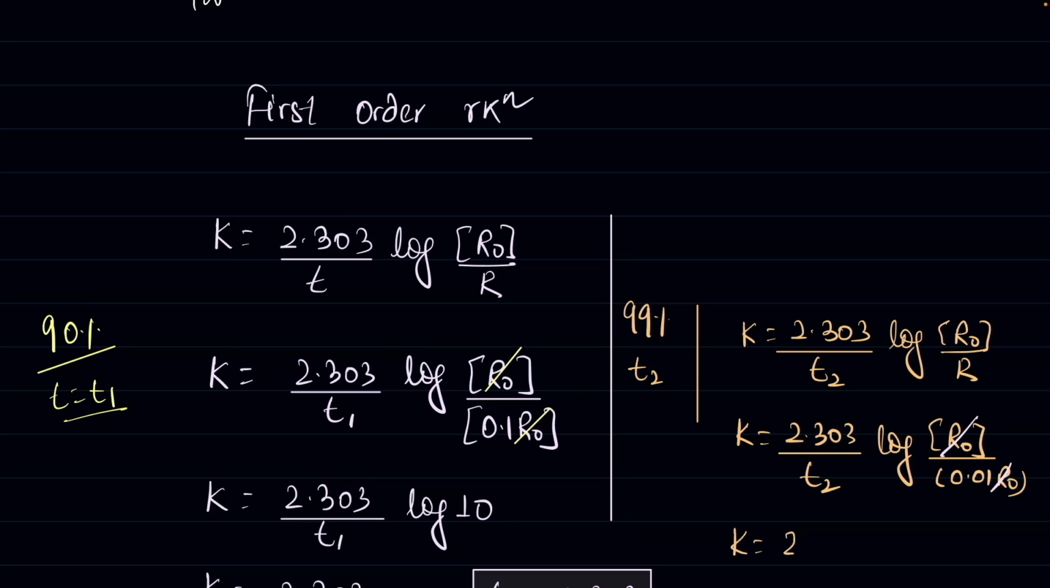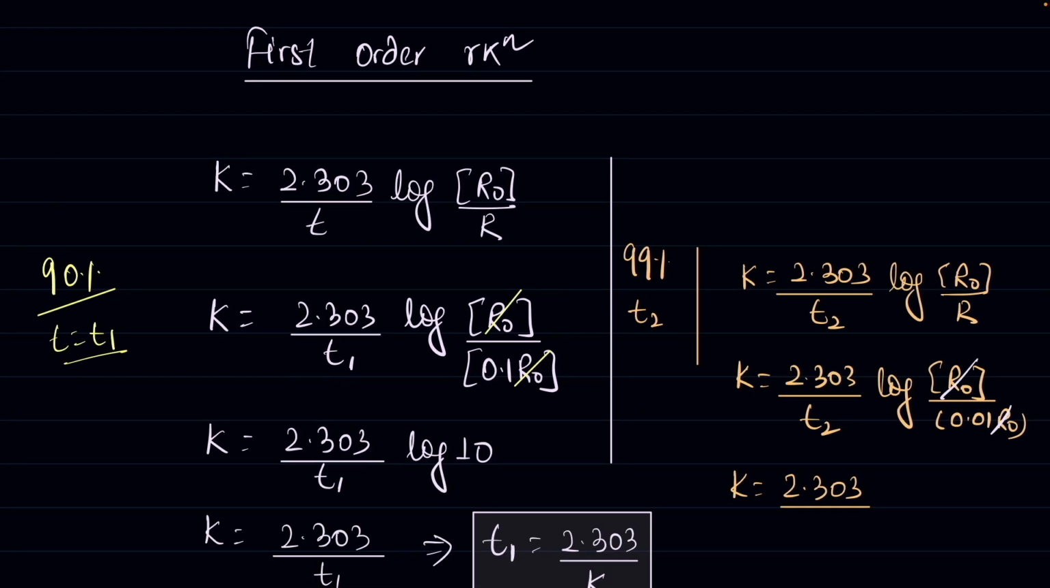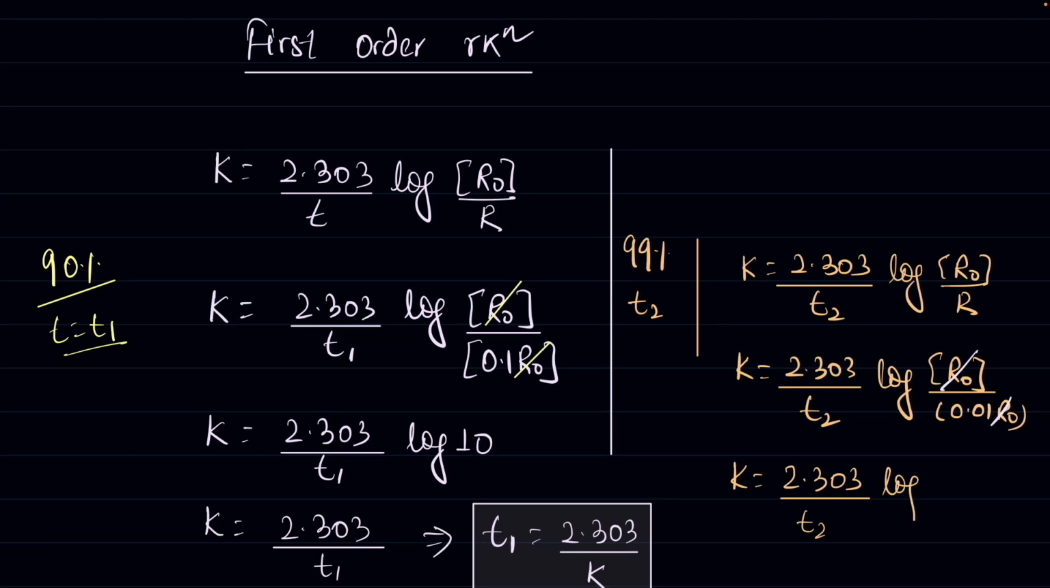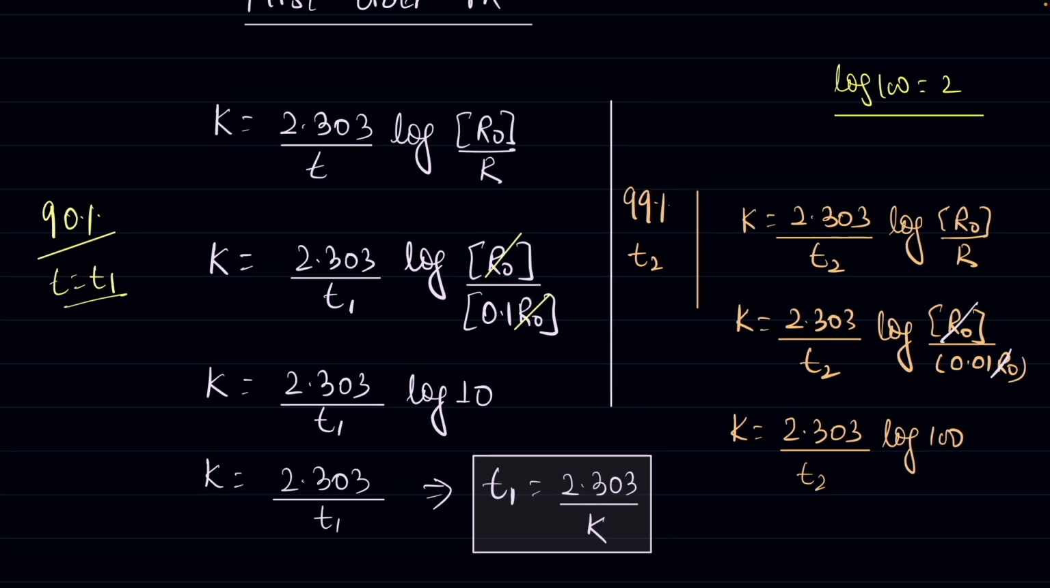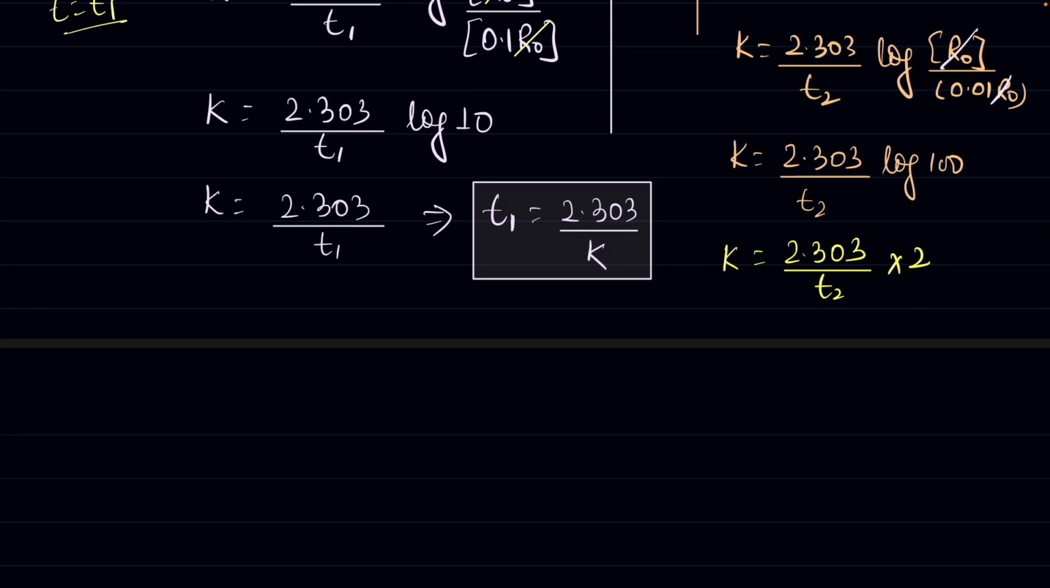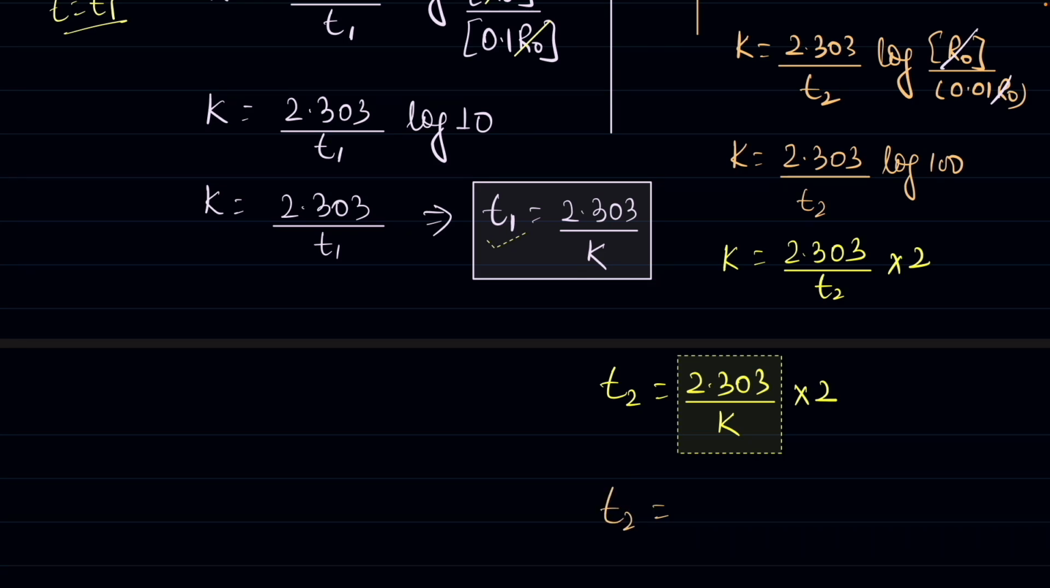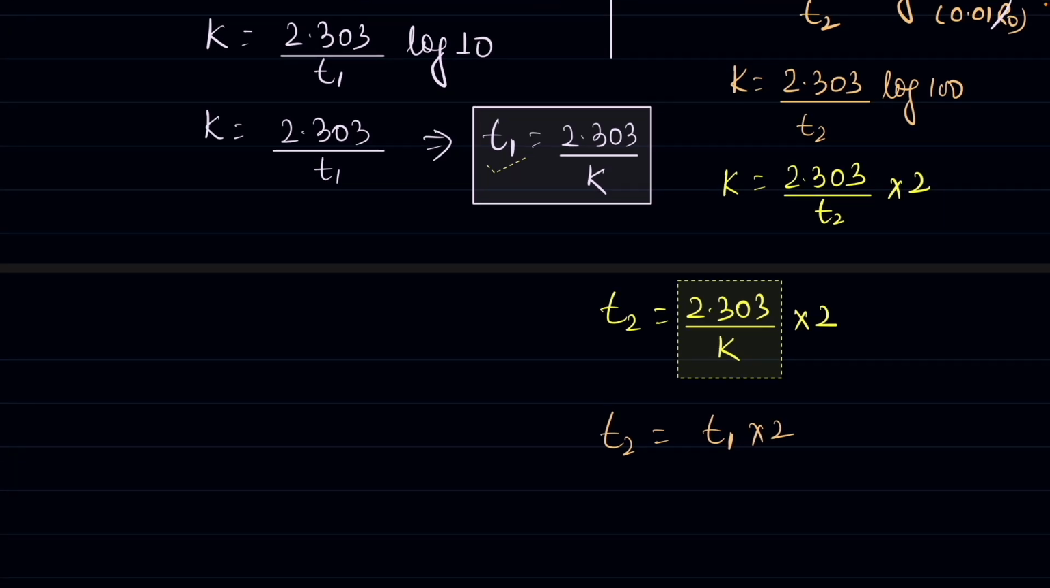K is equal to 2.303 divided by T2 log 100. Log 100 value is equal to 2. So this K is equal to 2.303 divided by T2 into 2. So we can write T2 is equal to 2.303 divided by K into 2. And we know that this relation is actually the value of T1. So we substitute the value: T2 is equal to T1 into 2, or T2 is 2 times T1. So this is our answer.